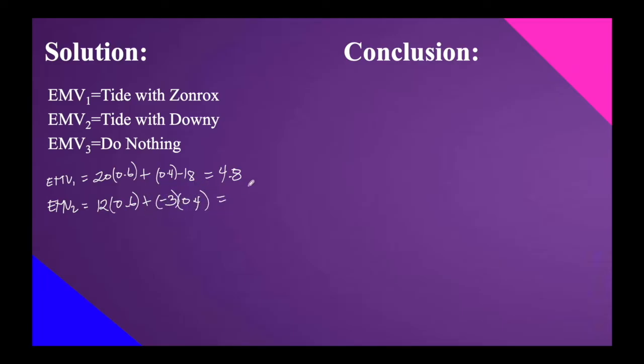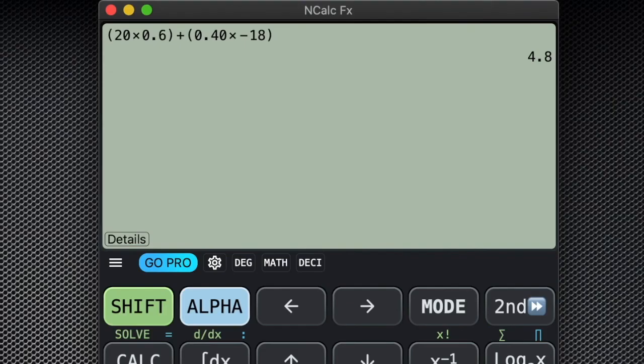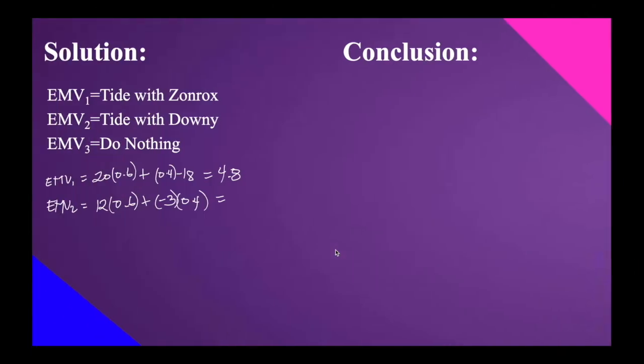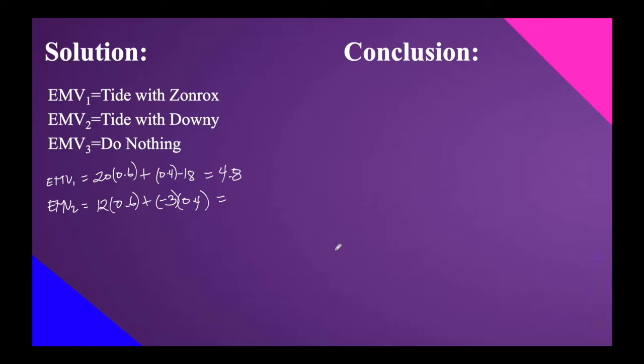Okay, let's go now sa ating calculator. Delete. 12 times 0.6 plus negative 3 times 0.4. Answer is 6. Walang decimal, eksaktong 6. Okay, so let's write here 6. This is in dollars, guys. Let's write here dollars. Last, for the value of EMV sub 3.